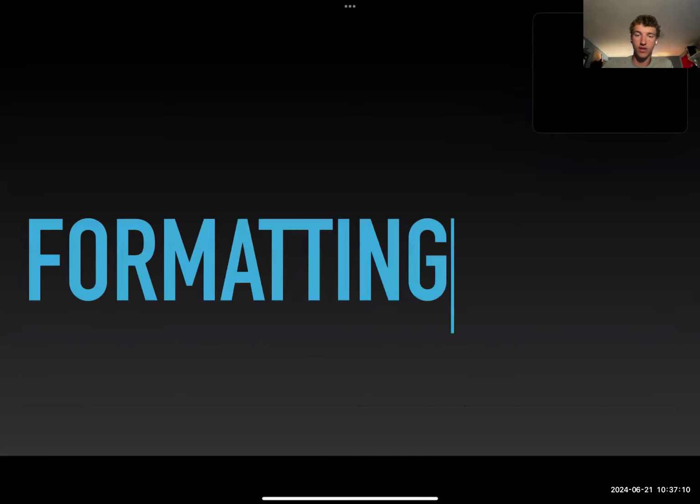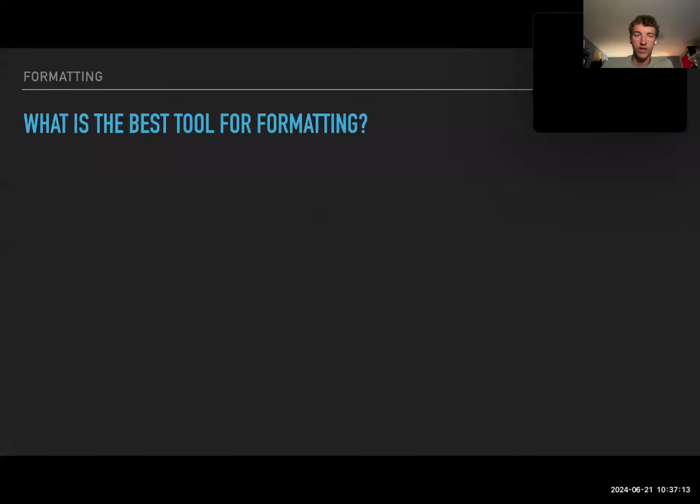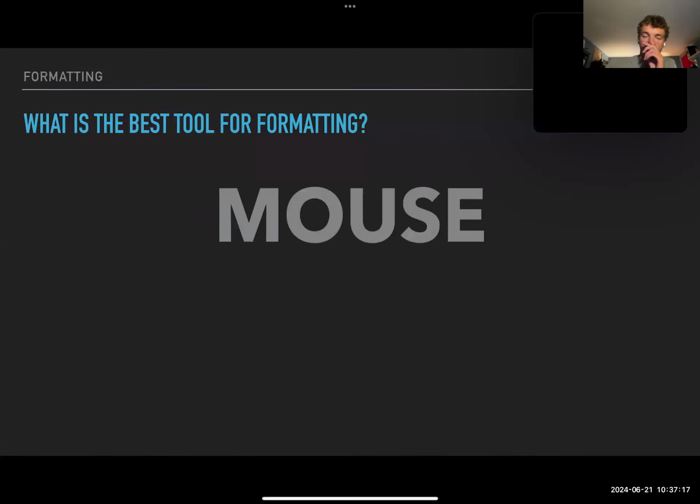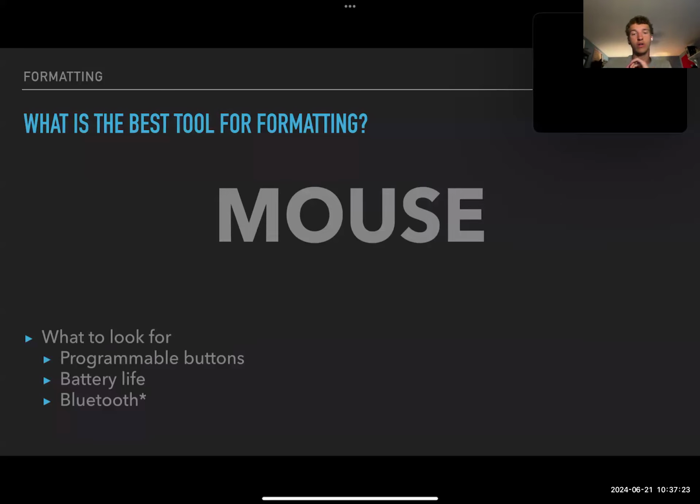Okay, so the next phase of chopping cards is formatting the card itself. The best tool for formatting, I think, is a mouse. I found them very useful, at least in the early years of when I started researching. When you're buying a mouse, the things I would look for, the first two are more important than the third one, but you should look for programmable buttons.